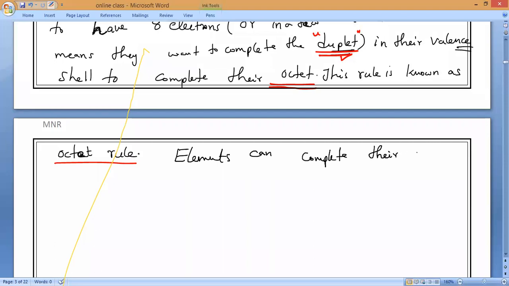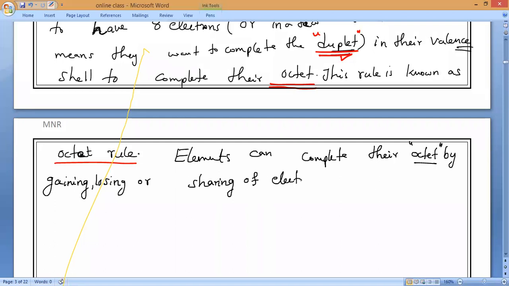Share the electrons. That is what it can. Elements can complete their octet. Octet means 8. All of you remember that. Octet by gaining, losing, or sharing of electrons. Is it okay, everybody?